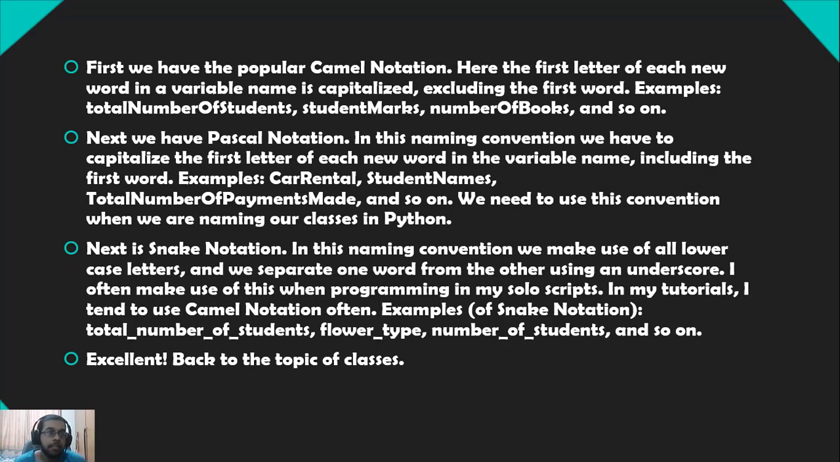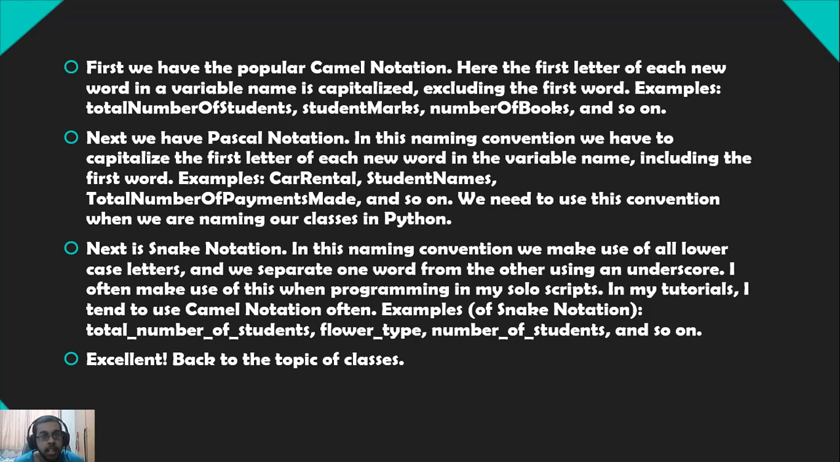First, we have the popular camel notation. Here, the first letter of each new word in a variable name is capitalized, excluding the first word. Examples: total number of students, student marks, number of books, and so on.